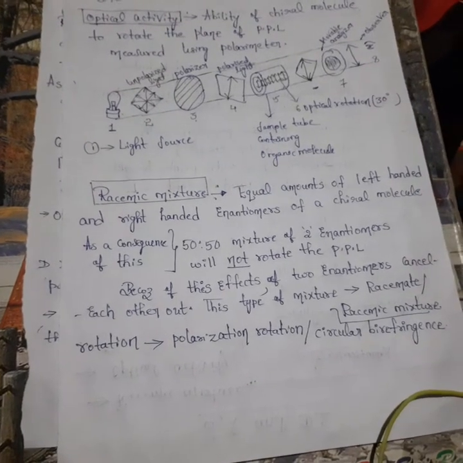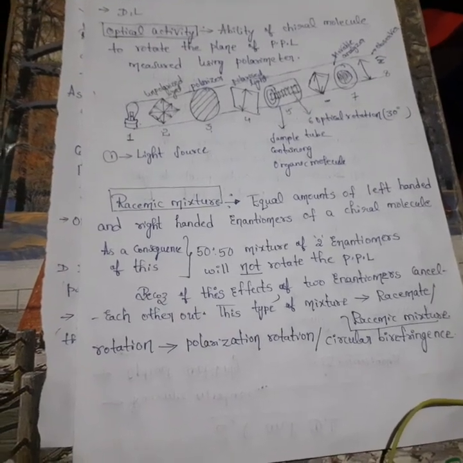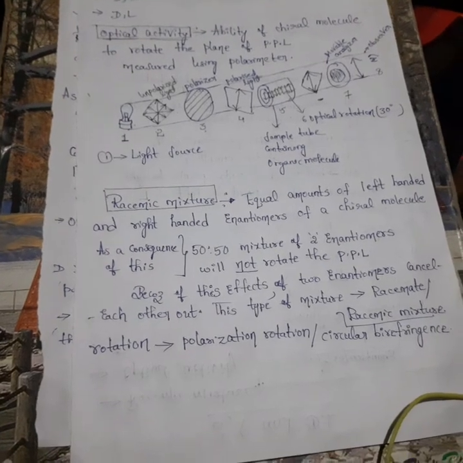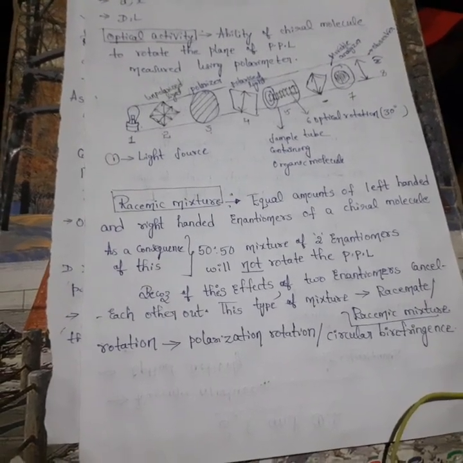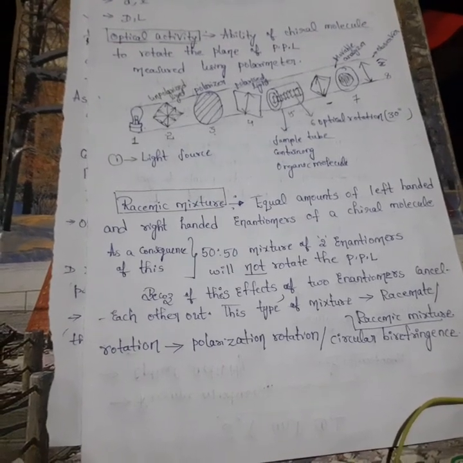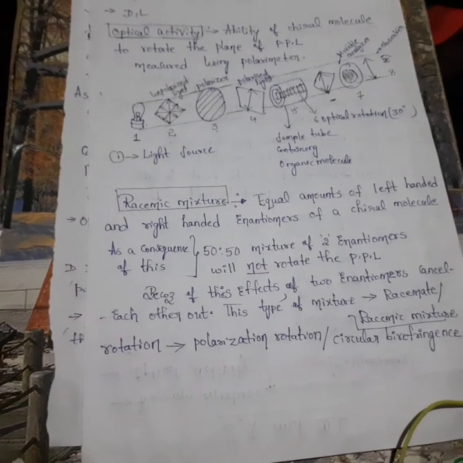If we observe a racemic mixture, it will definitely have equal amounts of enantiomers. Here net rotation is not possible because they are in equal amounts, and the specific rotation gets cancelled. So this is a racemic mixture.